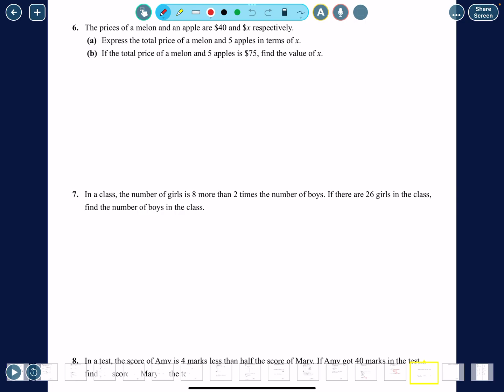Let's go for number 7. In a class, the number of girls is 8 more than 2 times the number of boys. If there are 26 girls in the class, find the number of boys in the class. So again, we're going to make a letter for the number of boys. Let B be the number of boys.